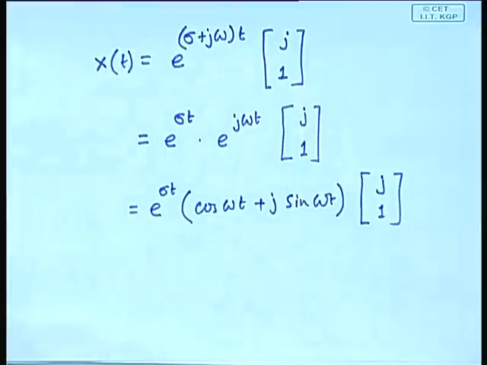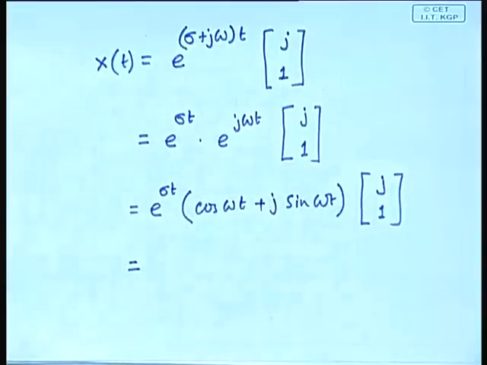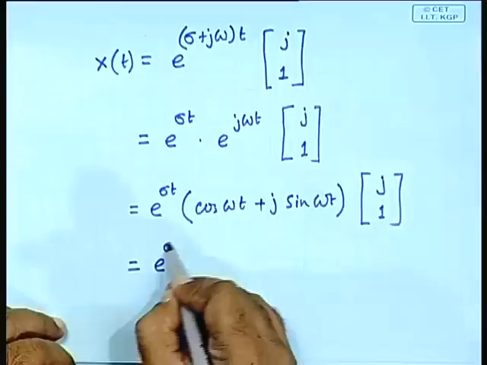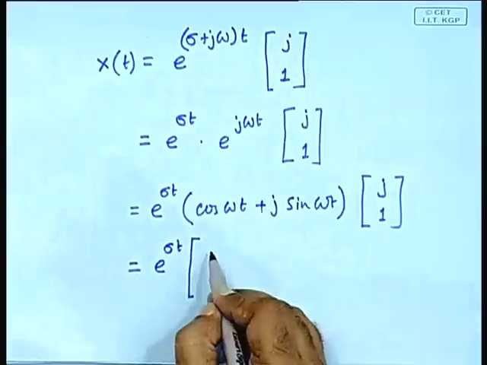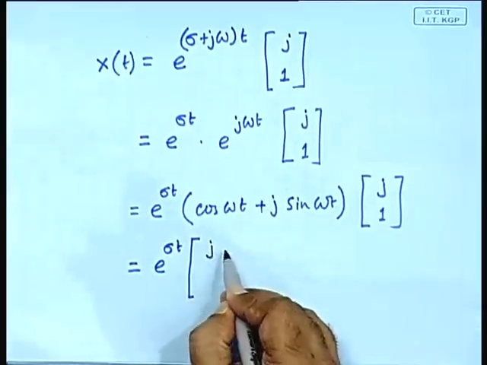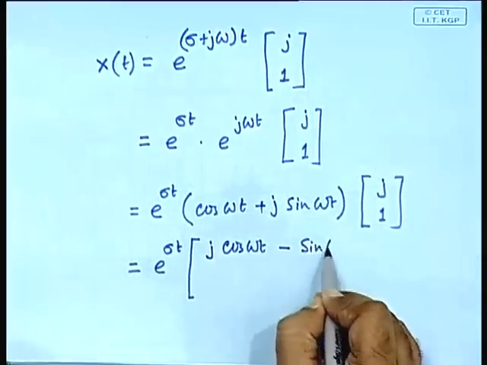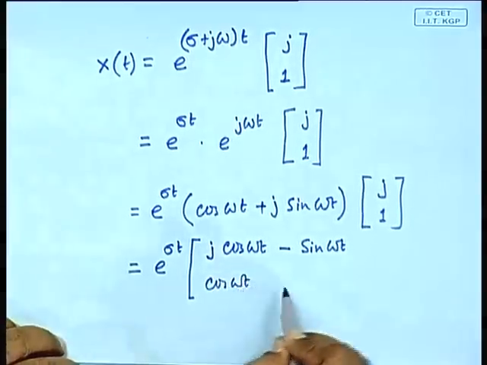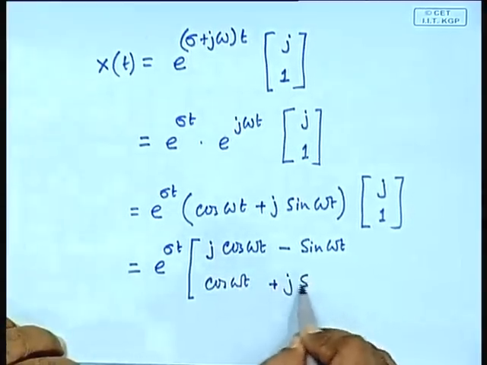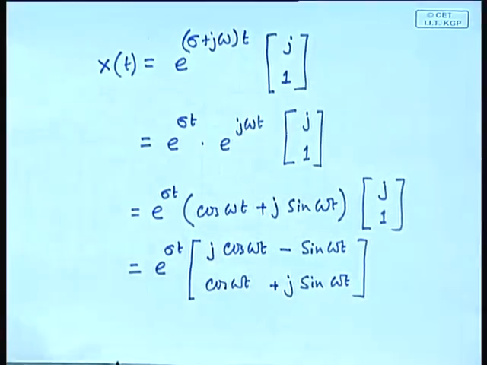Fine. So, our job is now to separate out the real part and the imaginary part, which will proceed. e to the power sigma t. Now, we will multiply this. What do we have? j cos omega t minus sin omega t, and here it is cos omega t plus j sin omega t.